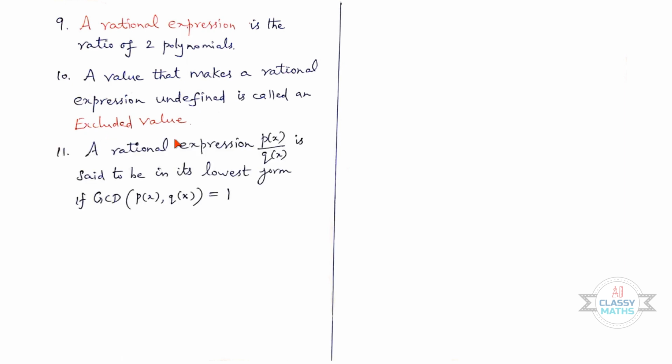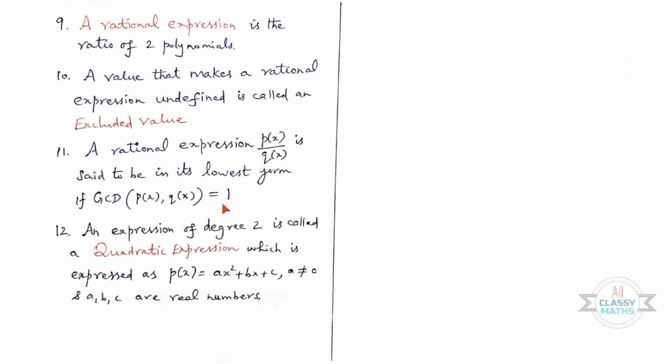11th one, a rational expression p of x by q of x is said to be in its lowest form if GCD of p of x comma q of x is equal to 1.